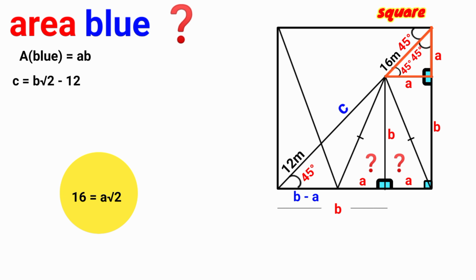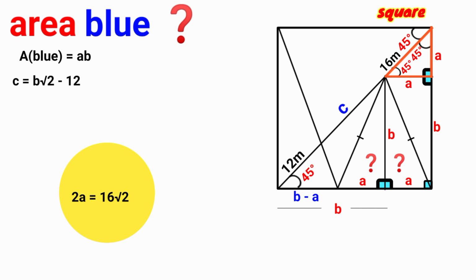Multiply both sides by root 2. Here 16 times root 2 is 16 root 2, while here A root 2 times root 2 is A times root 2 times root 2. Root 2 times root 2 is 2. A times 2 is 2A. So 16 root 2 equals 2A. Therefore, 2A equals 16 root 2.